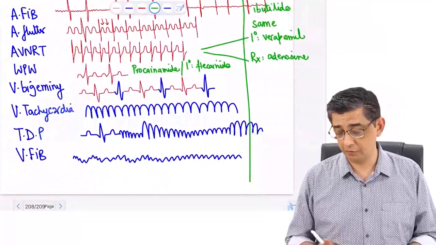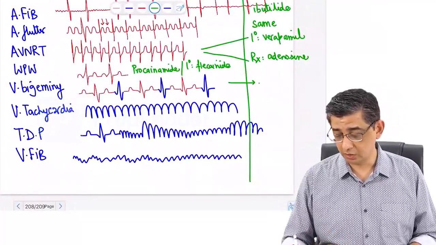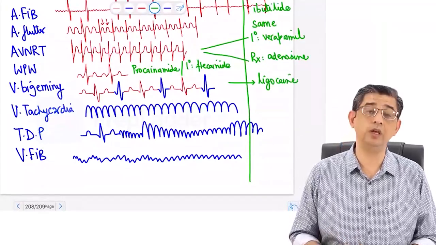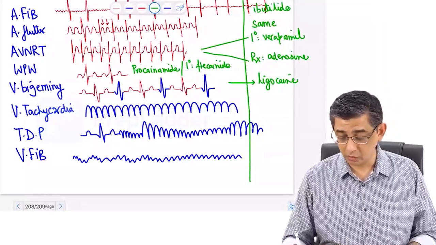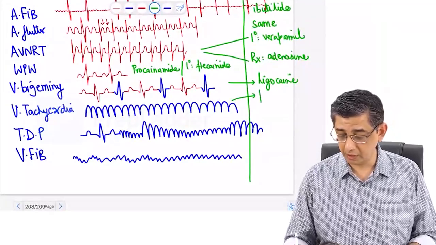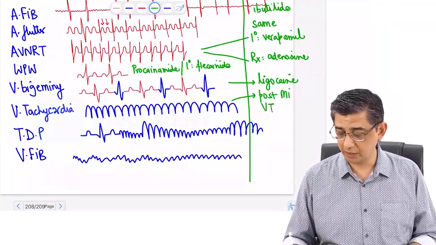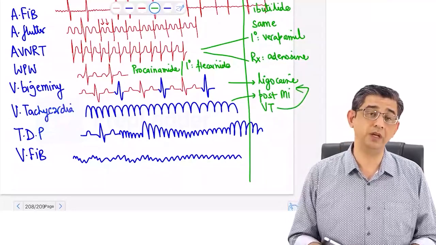Now, what is the treatment of ventricular bigeminy? So, the drug of choice for the commonest arrhythmia seen with digoxin toxicity is lignocaine, and the same lignocaine has also been taught to you for ventricular tachycardia. But when the question says post MI ventricular tachycardia, it is lignocaine which is to be answered.